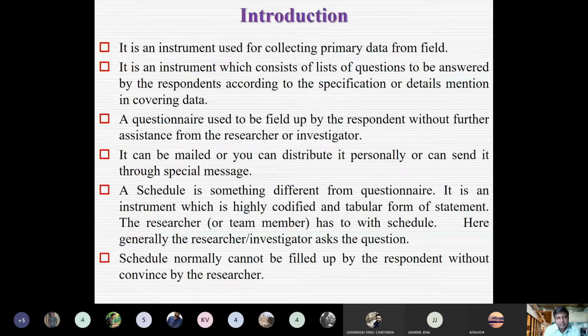Anybody any doubt on this? What is a questionnaire and what is a schedule and the basic differences? Or are you clear now?